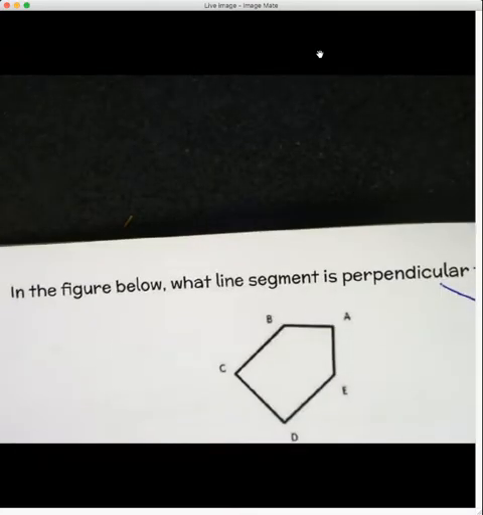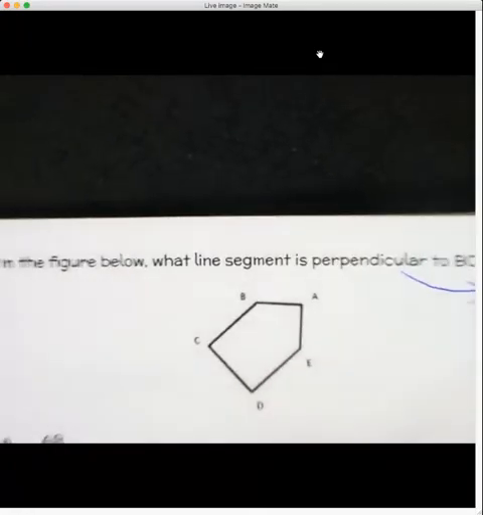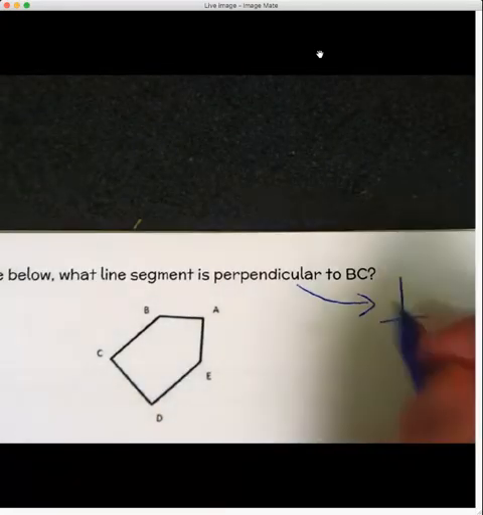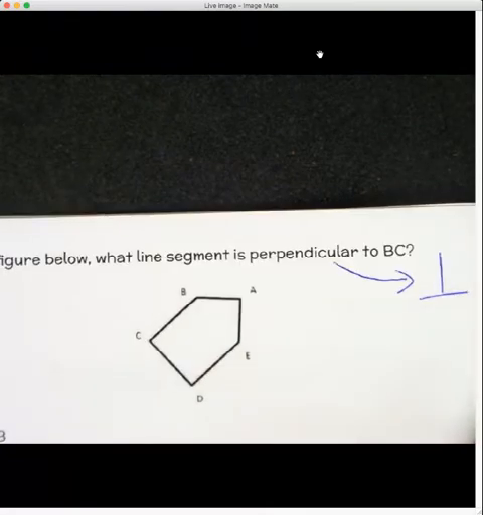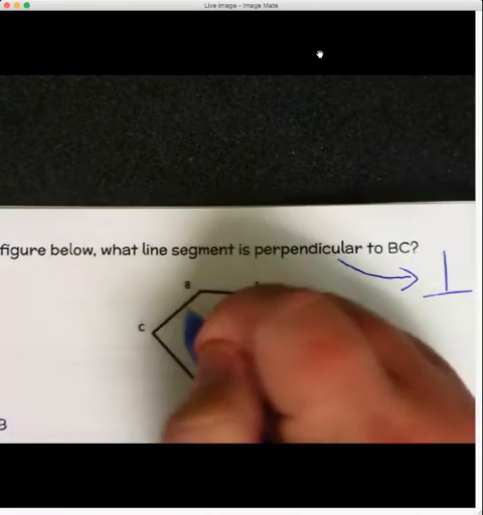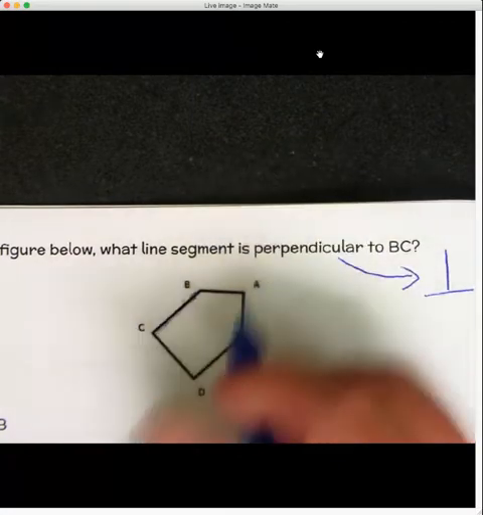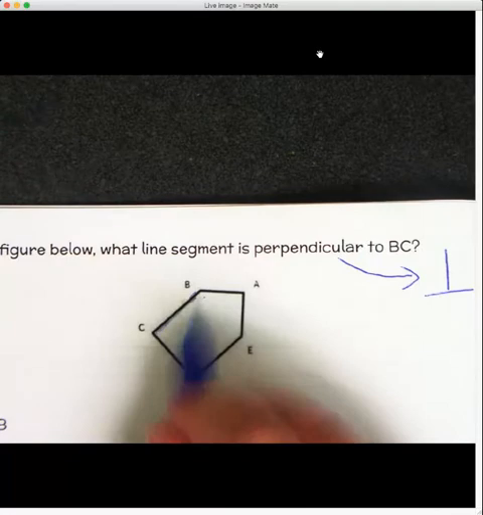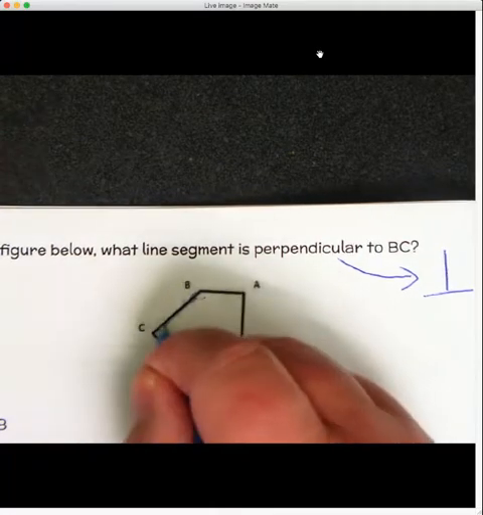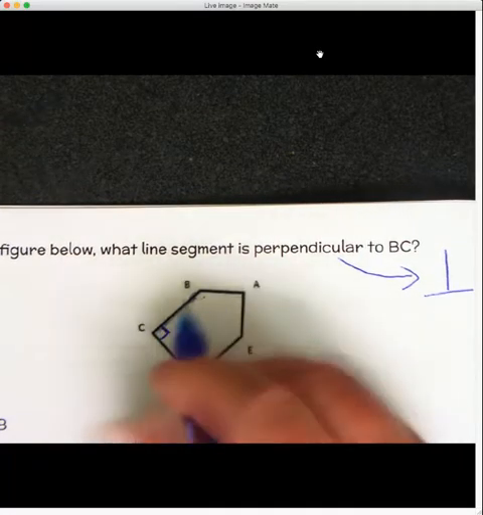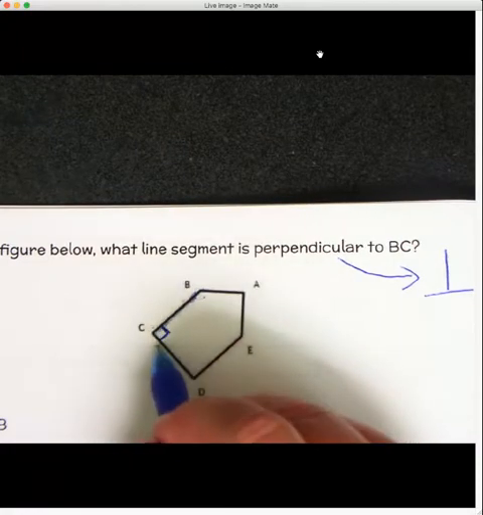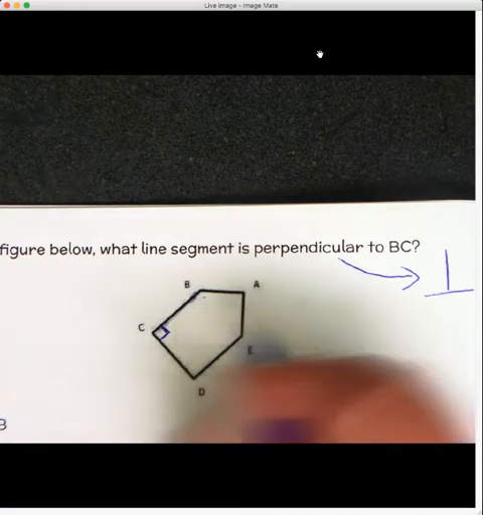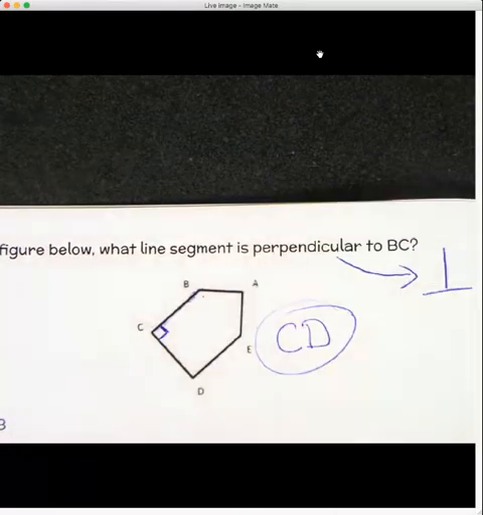In the figure below, what line segment is perpendicular? And remember, perpendicular, they make those right angles. Which line segment is perpendicular to BC? So we're looking right here. Is it AB? No, that doesn't make a right angle right there. But there is one right here. Here's a right angle. So perpendicular to BC would be what? CD. So CD is perpendicular to BC in this question.